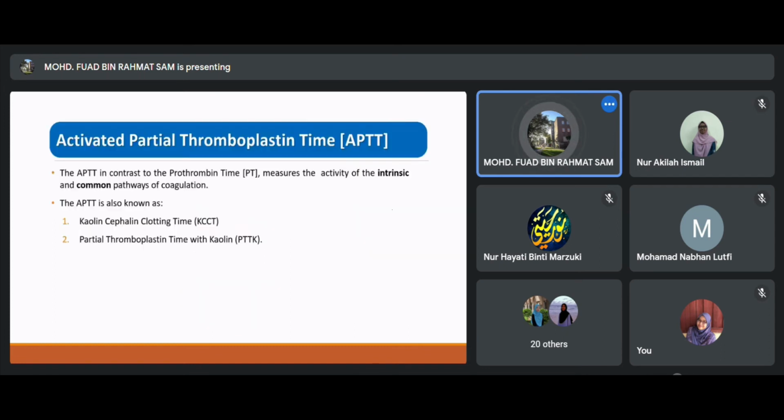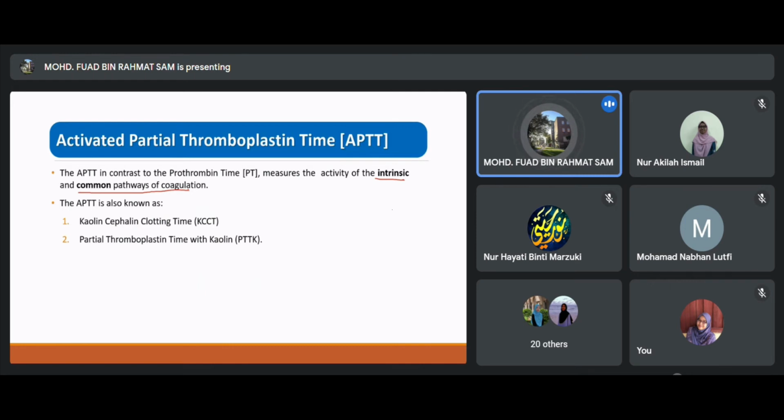Now, we have looked at the PT, the prothrombin time. Now the activated partial thromboplastin time, usually known as APTT. The APTT is in contrast to the prothrombin time. Why in contrast? Because the APTT measures the activity of the intrinsic and common pathways of coagulation. So try to remember, look back at the coagulation cascade from earlier.